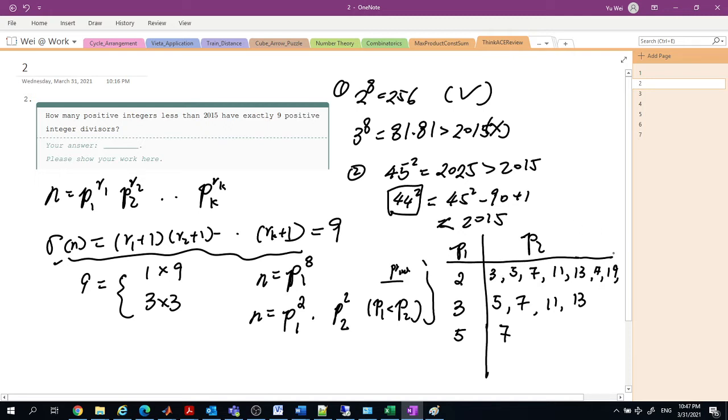So now let's count. We have 7 for the first one, 4 for the second one, and 1 for the third one. So now we have 12 here. We have 12 for the second type and 1 for the first type. So the total will be 1 plus 12 equals 13.